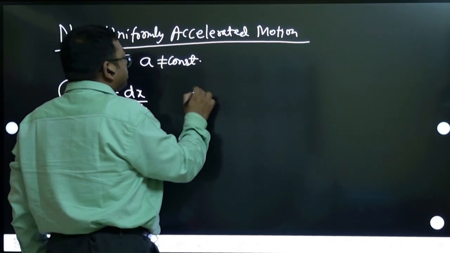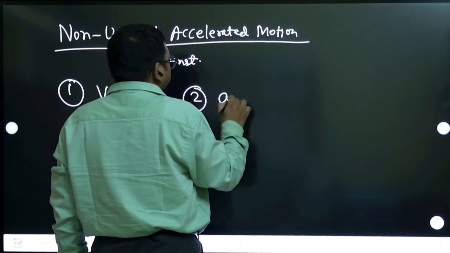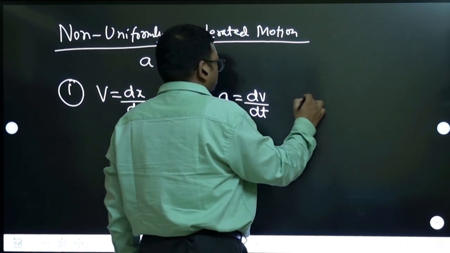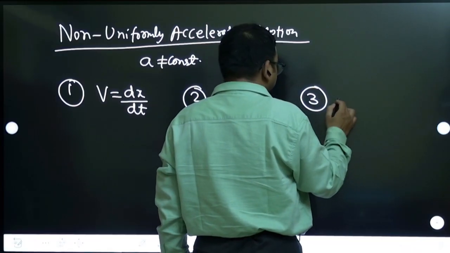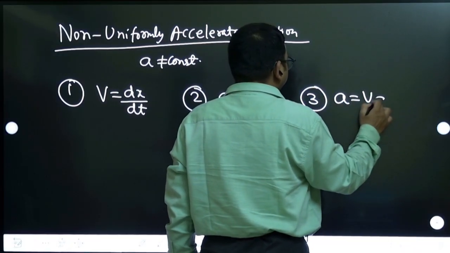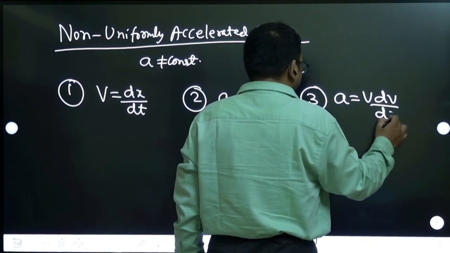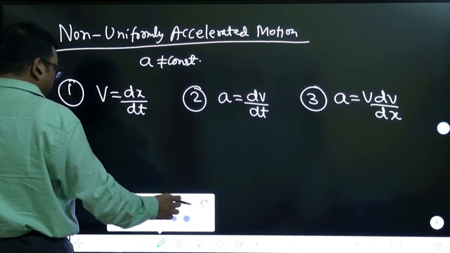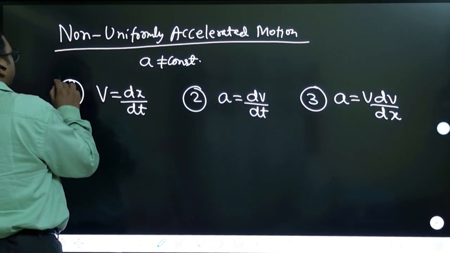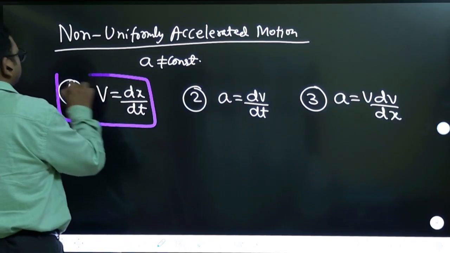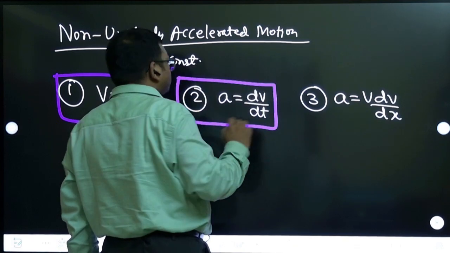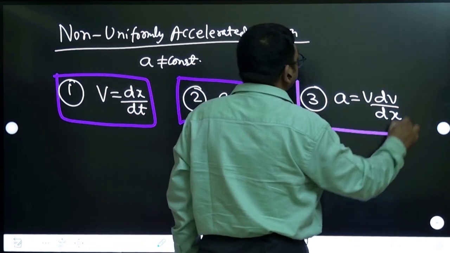Second equation is acceleration is equal to dv by dt. Third equation is acceleration is v dv by dx. All the questions in physics can be solved. Kinematics questions can be solved using all three equations: v equal to dx by dt, acceleration is dv by dt, acceleration is v dv by dx.